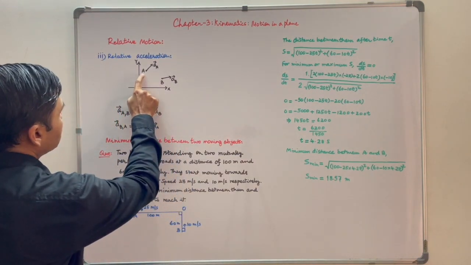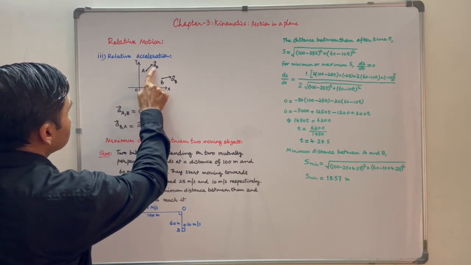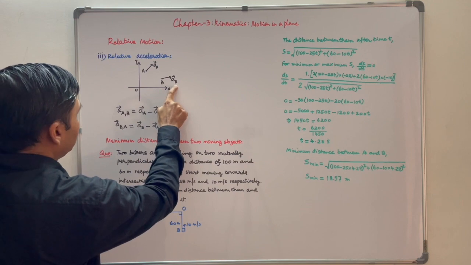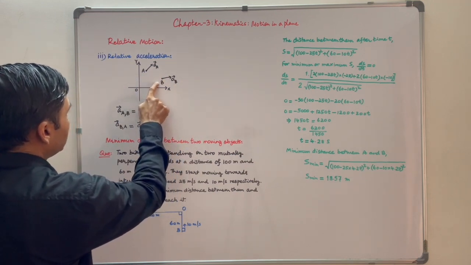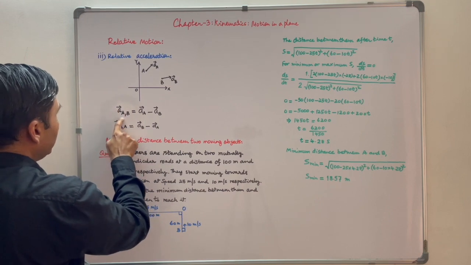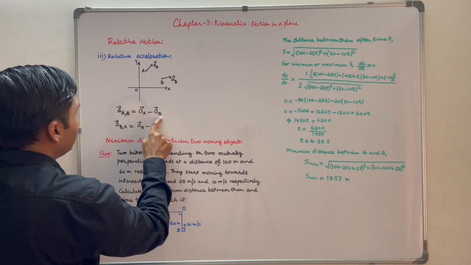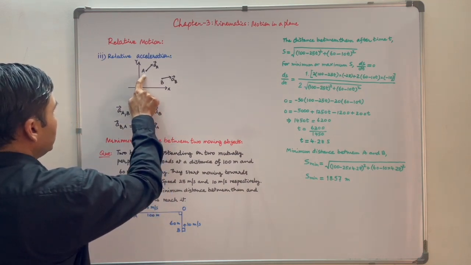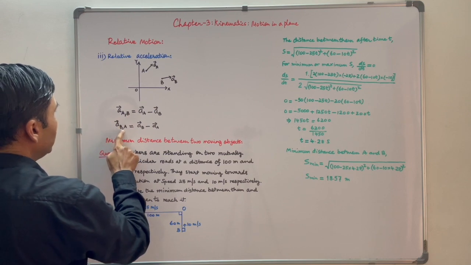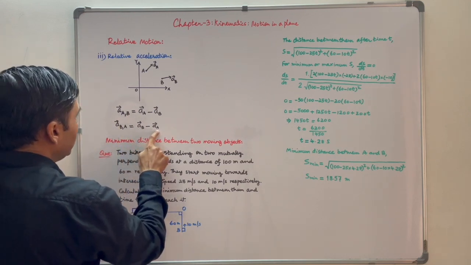Consider two particles, particle A and particle B, moving with accelerations AA and AB respectively. Then acceleration of particle A with respect to B is given by vector A,B is equal to vector AA minus vector AB. Similarly, acceleration of particle B with respect to A is given by vector AB,A, and that is equal to vector AB minus vector AA.